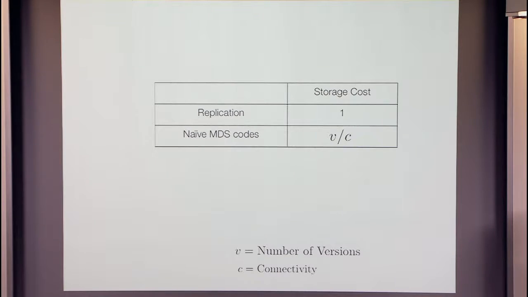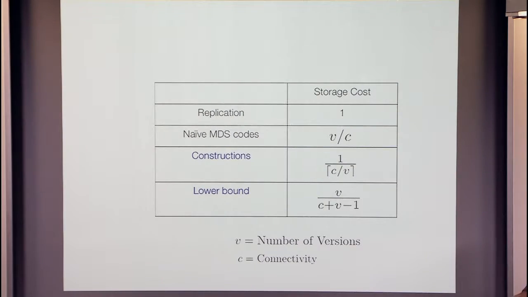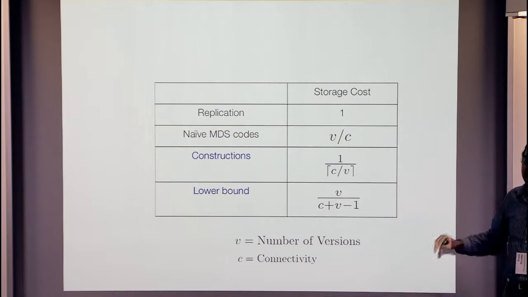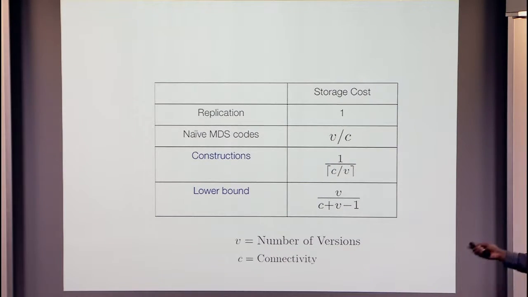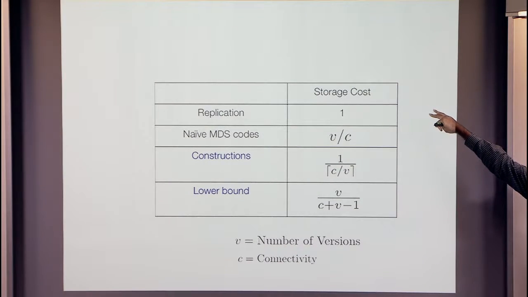Okay. So you have these two baseline solutions. The question is how much better you can get. The main message is you can improve these, but not by a lot. We have code constructions which achieve 1 by C by V. So there's an integrality thing that you can save on. This can be up to twice as good as this. And there's a lower bound which essentially says that this is optimal. So at least the first order thing is that if my number of concurrent versions becomes large, I approach replication.